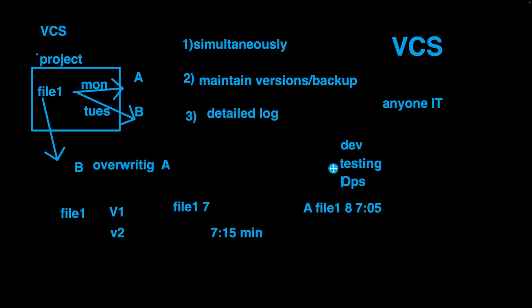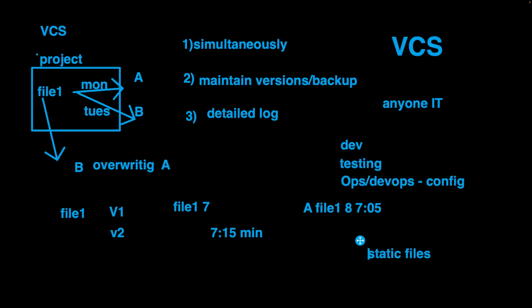Even ops teams or DevOps teams will have their configuration files, right? Manifest files, Kubernetes config files, and so on. So all those files should be tracked and version controlled, right? So anyone in IT, everyone should learn version control systems. Nowadays, everyone is using it. Any static files can be version controlled.